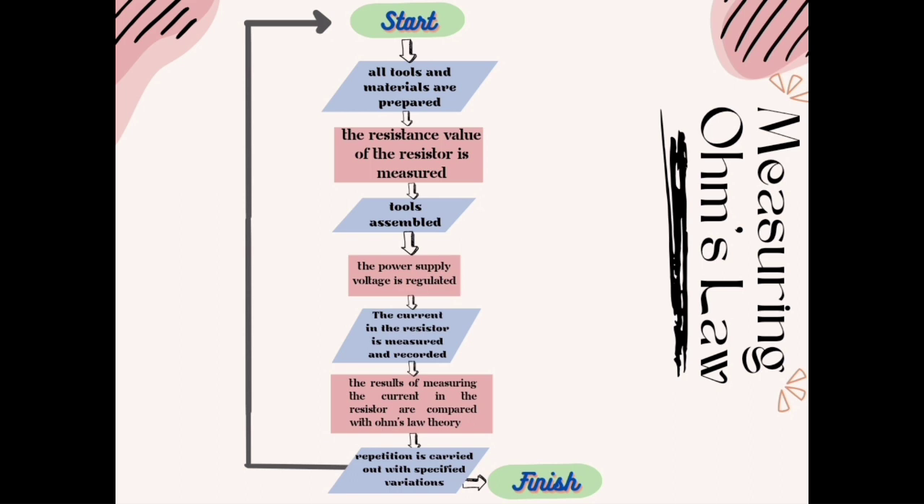For example, changing the resistance value of a resistor or the power supply voltage to see how it affects the current. And the last, once all steps are completed, the experiment is considered completed or finished.